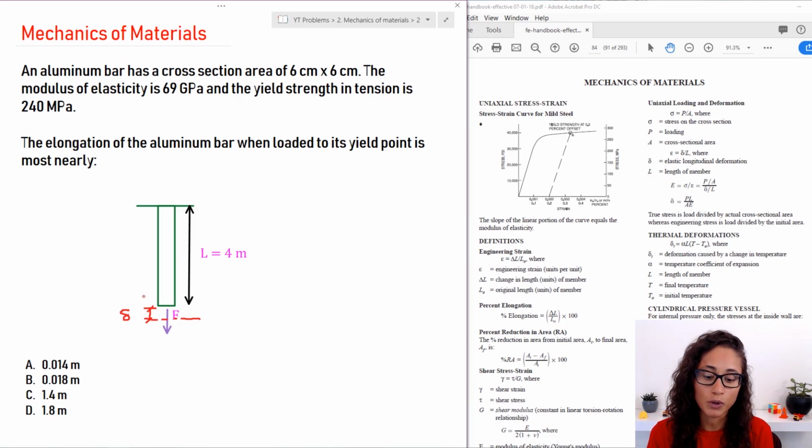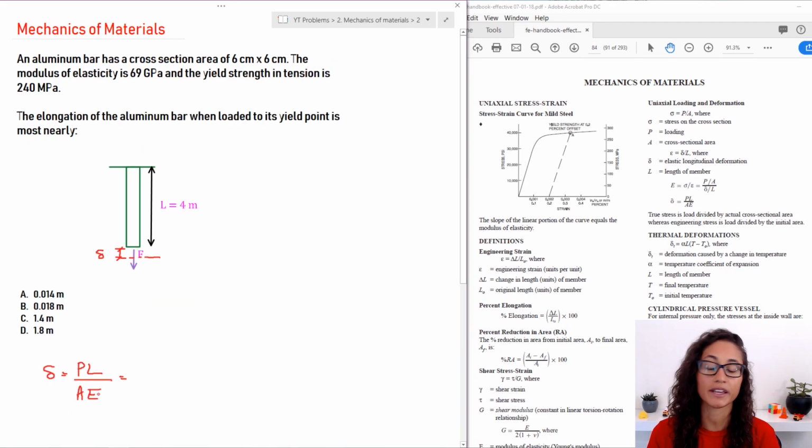Whenever you see deformation, elongation, these terms, always think of this equation here, okay? This is the equation we're going to use. It's on page 84 under the section of mechanics of materials. So let's write the equation down and identify what each term is. We have P, that's the force, L, that's your length, A is your area, and E is your modulus of elasticity or Young's modulus. Those are the same thing.